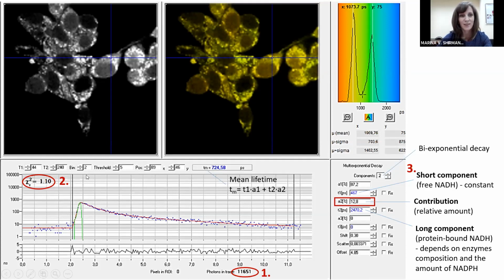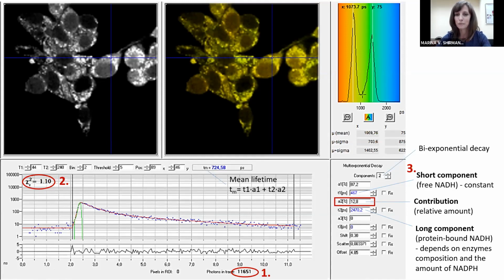The second thing to pay attention to is the goodness of your fit. The blue dots here in the fluorescence decay are your experimental data, and the red line here is a fit. The goodness of the fit is the chi-square value, and the best value is 1. So if you have 1, your fit is perfect, excellent. Fitting is correct. And next you can look at the fluorescence lifetime parameters you have.